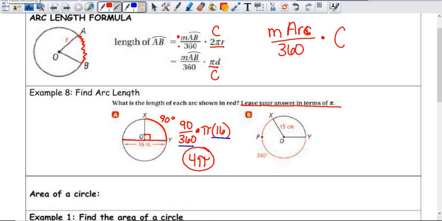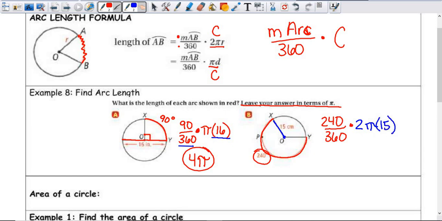All right, let's do the next problem. So I am finding this whole arc right here, the length of this. The measure of it, it says, is 240 degrees. So 240 divided by 360. Now I'm given a radius in this case, which is 15. So I should use 2 pi r instead for my circumference.